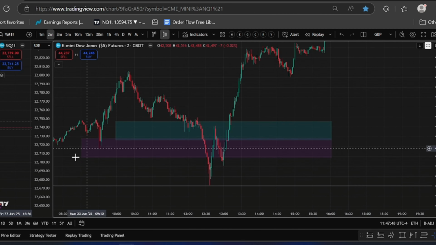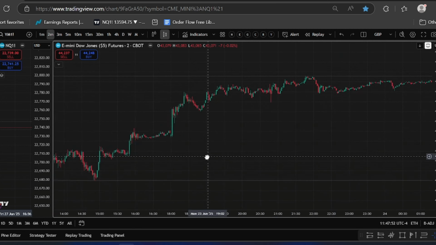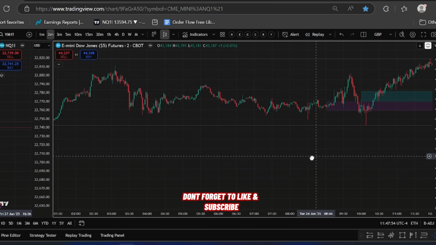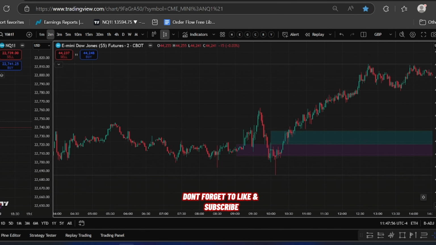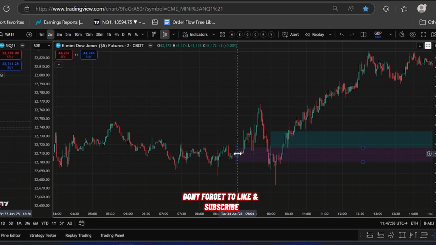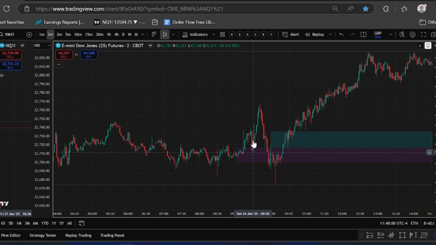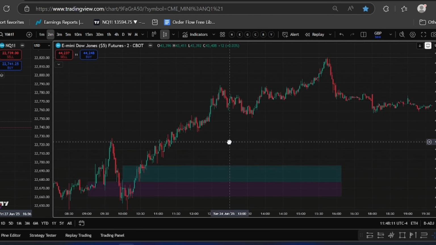But the idea is these zones act as solid support zones. Again, provided at 9 a.m. Left, came back, rejected. You can take a long here. Came back, again found support here, broke both the zones, and then here you can look for long setups.